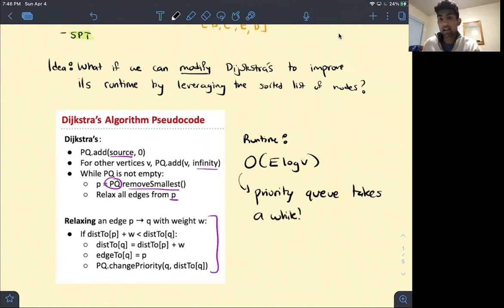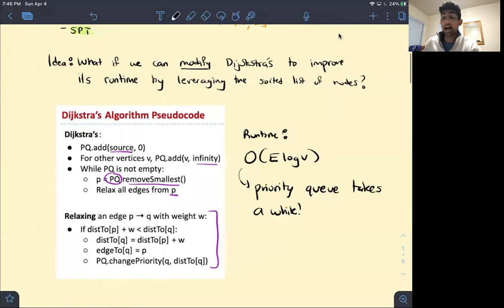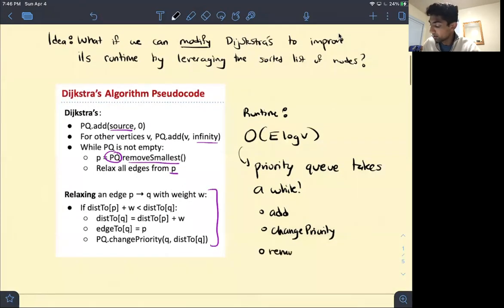More precisely, in Dijkstra's, we have a lot of priority queue operations. We have to add to our priority queue. We have to change priority of vertices in the priority queue. And then we also have to remove vertices from the priority queue. So I just want to recap why the runtime of Dijkstra's is E log V. It's because of this change priority operation: potentially for every edge we look at, we find a better way of getting to the vertex of that edge, right?